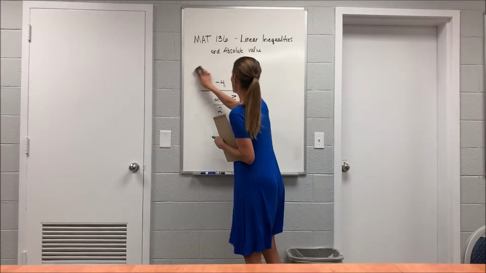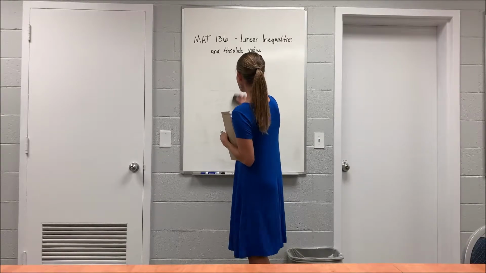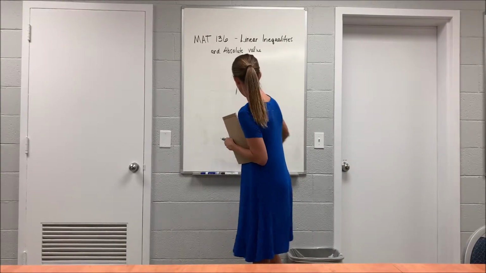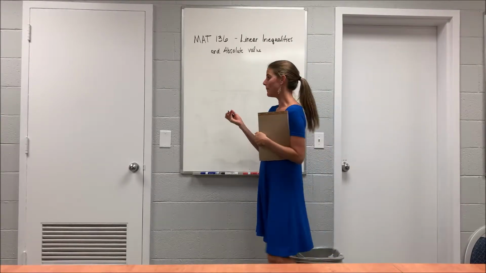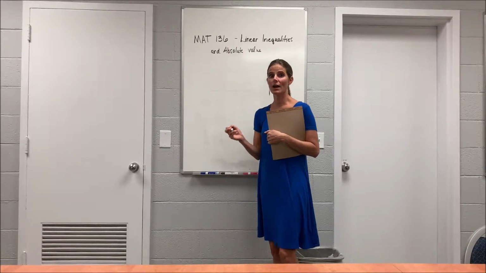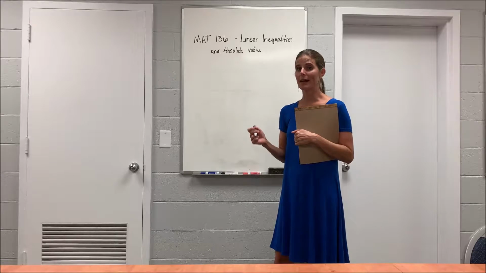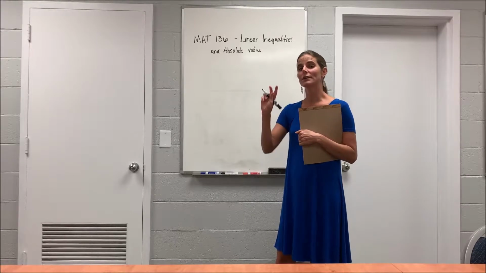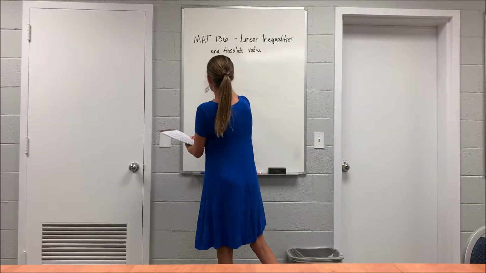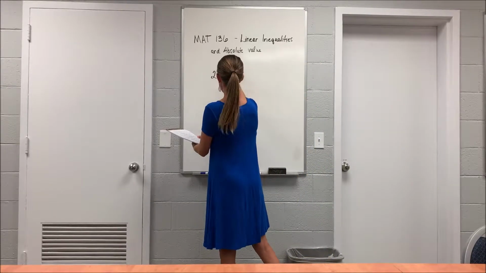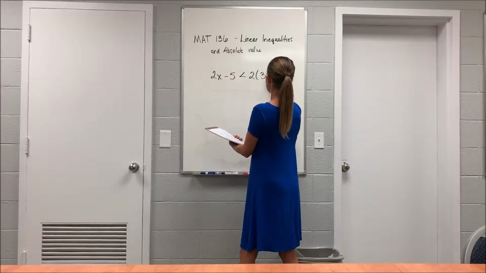I'm going to show you one other type of example. There's one thing to consider with these, and that is if you divide or multiply by a negative when trying to solve and isolate a variable. If you are multiplying or dividing by a negative, you will need to flip the inequality sign. An example of that would be 2x minus 5 is less than 2 times (3x plus 3).